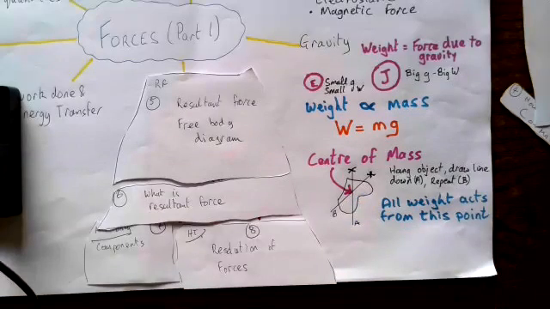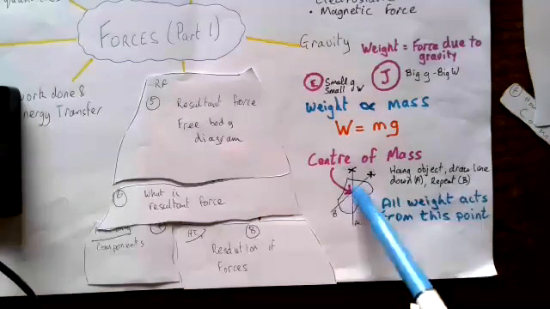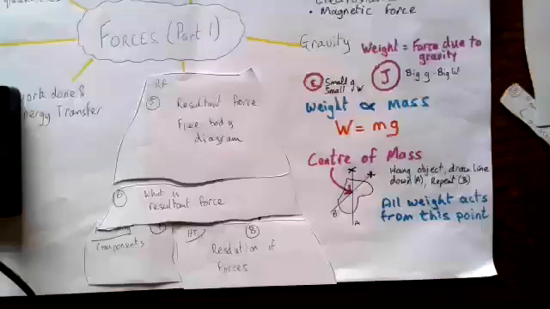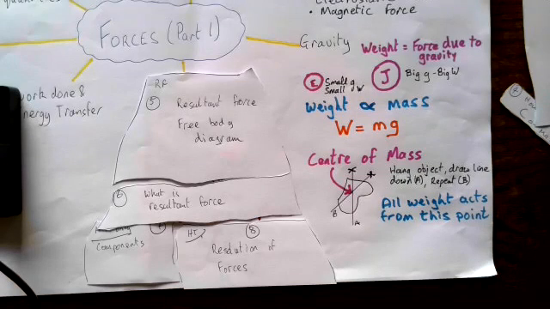And the point for the center of mass doesn't have to be on the actual object. It could possibly be off it. Basically, the center of mass is the point where all the weight acts from or appears to act from. Okay, so that's all the information you need on gravity.